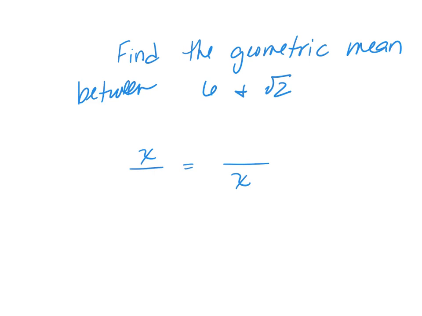You understand that? We don't know the geometric mean, but we know the other 2 numbers are 6 and root 2. And this is going to get you an ugly decimal. Don't worry about it. Your calculator will take care of the rest. What happens when I multiply x times x? X squared, right? So that's going to be x squared equals 6 root 2.